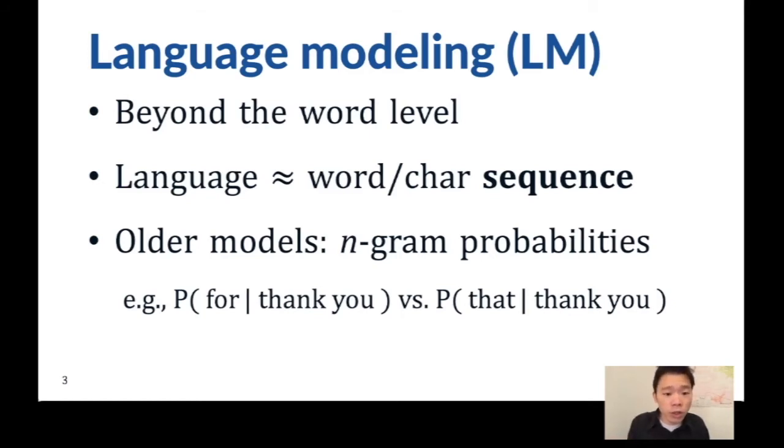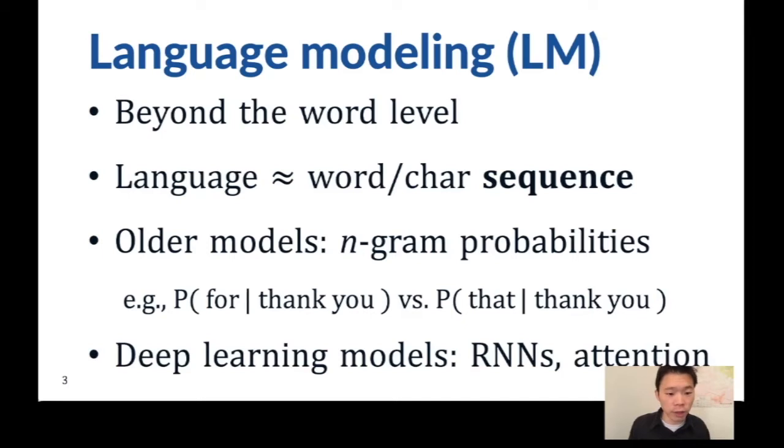And what you're doing is you're comparing that against the probability of thank you for versus thank you that, or other possible completions after thank you. So those were n-gram probabilities, and you could look in large corpora and directly calculate n-gram probabilities. Or you could use some other means to calculate them with intermediaries and stuff like that.